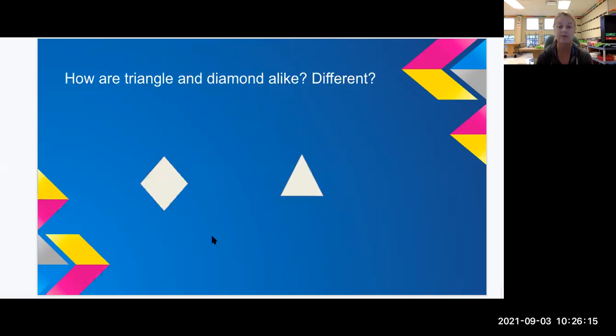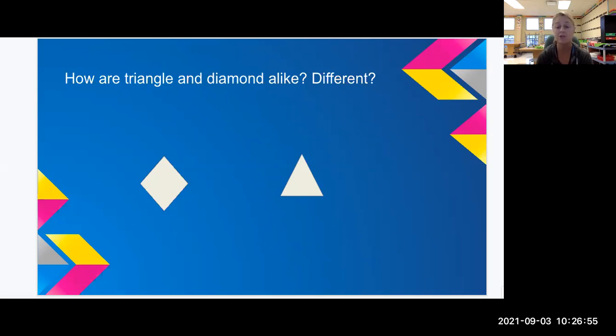So then we have triangles and diamonds. How are they alike and how are they different? Well, how they're alike is they both have points. They both have straight lines. But the difference is the triangle actually has 3 sides with one coming to a point. And the diamond or the rhombus has 4 sides, and each of those sides come to a point. So a rhombus or diamond is like putting 2 triangles together to create that shape.